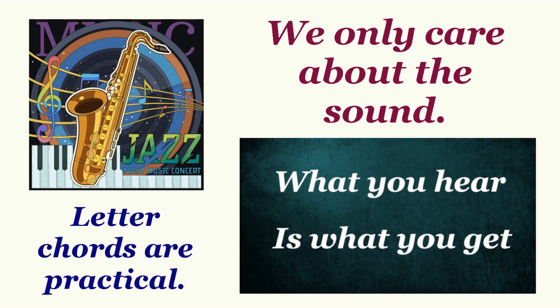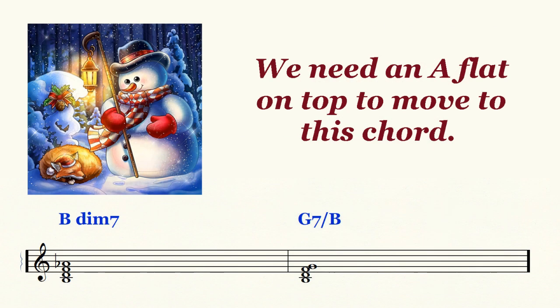A letter chord symbol only describes what a chord is. It never tries to tell us where that chord came from or where that chord is going to go next. So if a B diminished 7 chord is going to a G7 chord, then we will use an A flat on the top because it looks best.